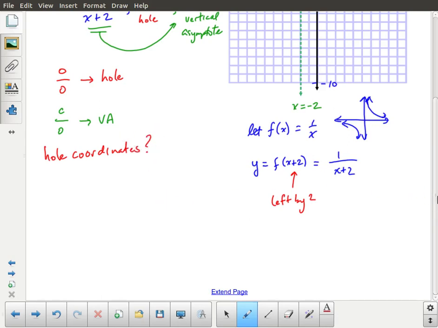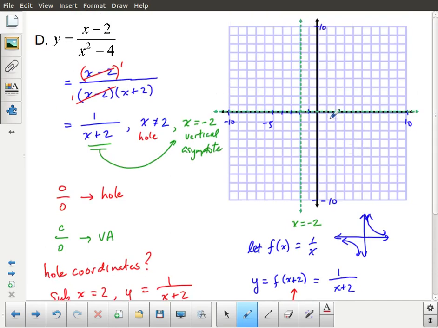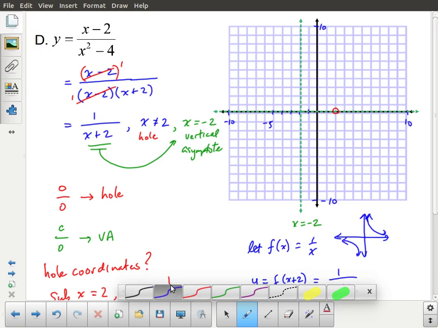And so the hole coordinates are going to be, I'm going to sub x equal 2 into y equals 1 over x plus 2, which is 1 over 2 plus 2, which is equal to 1 over 4. So the point (2, 1/4), that's the location of this hole. So over here, +2 and 1/4, well, that's going to be really close to the x-axis, so it's going to look something like that. And then other than that one point, I could put in some other points as well.